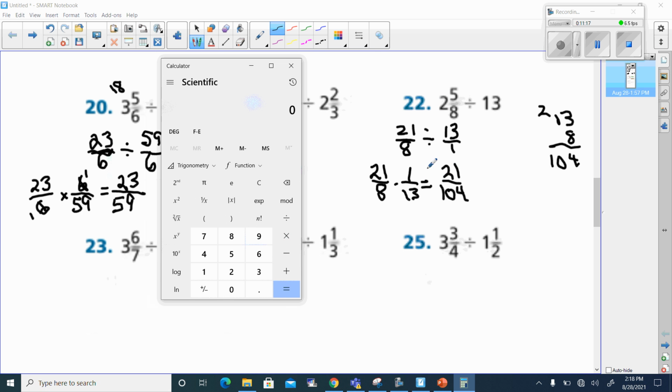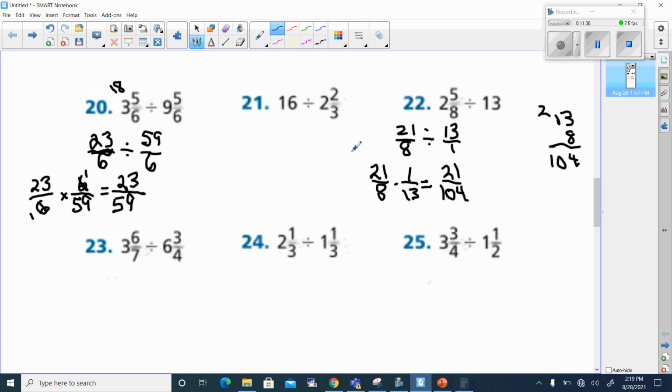I know 21 can be 7 times 3, so 21 is divisible by 7 and 3. Is 104 divisible by 7 or 3? Nope. And nope. I'm afraid that that is in the simplest form right there: 21 over 104.